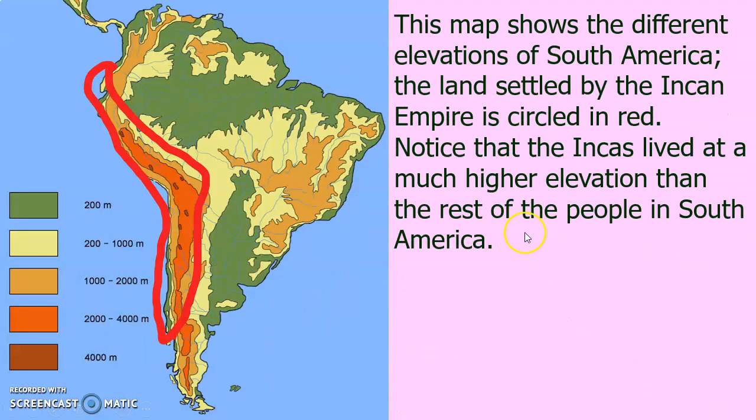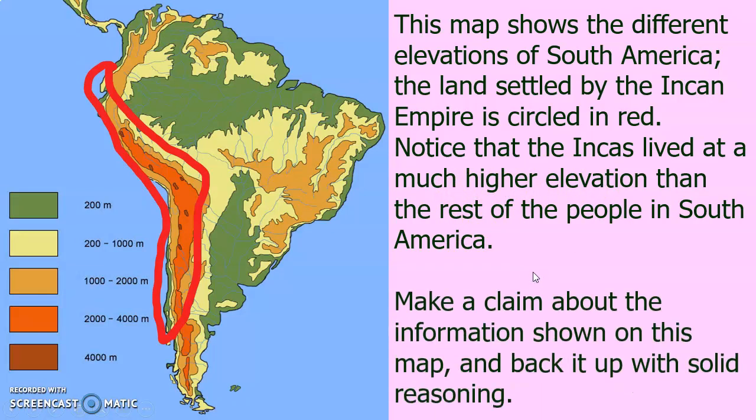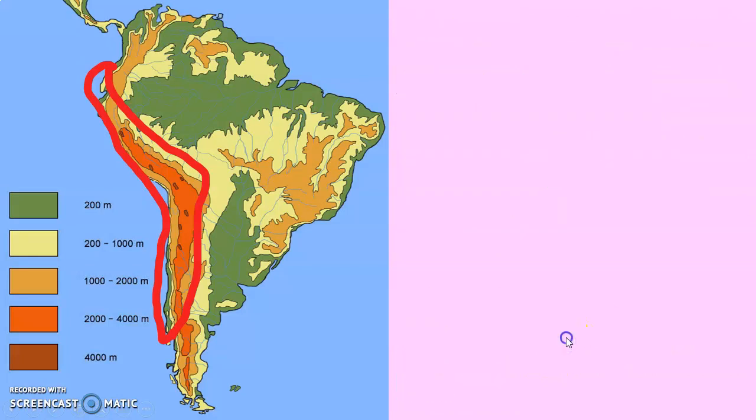So our next map shows the different elevations of South America. The land settled by the Incan Empire is circled in red. Notice that the Incas lived at a much higher elevation than the rest of the people in South America. You are going to make a claim about the information shown on this map, and you will back it up with solid reasoning. This one you are doing by yourself. Pause the video, and then you can move on when you are ready.